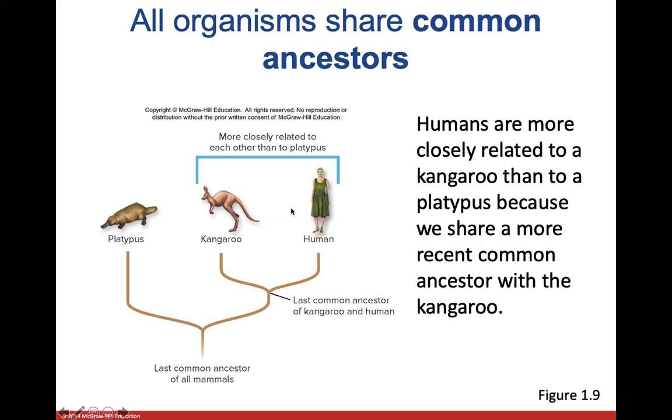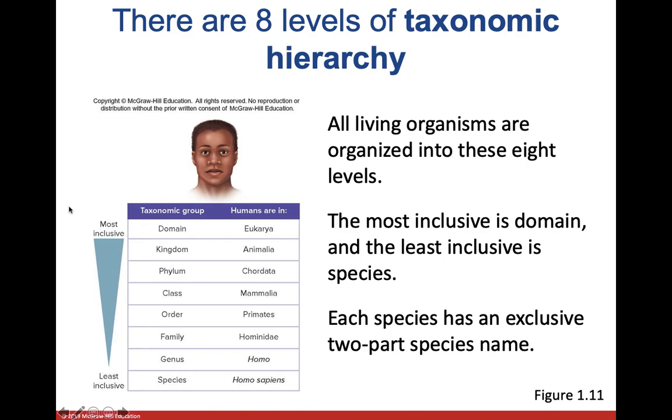There's also less branches between them. There's one branch, two branches between a human and a platypus, but there's one branch between a human and a kangaroo. So humans are more closely related to kangaroos than we are platypuses. And we'll talk about this kind of stuff a little later on in this lecture series as well.